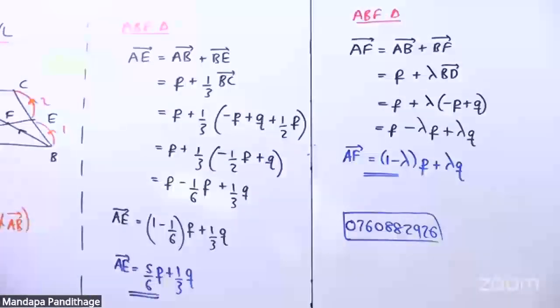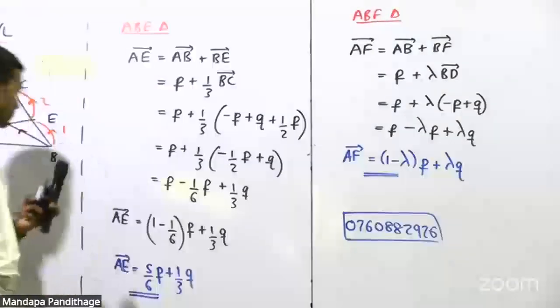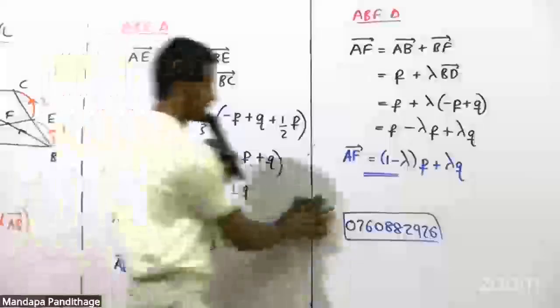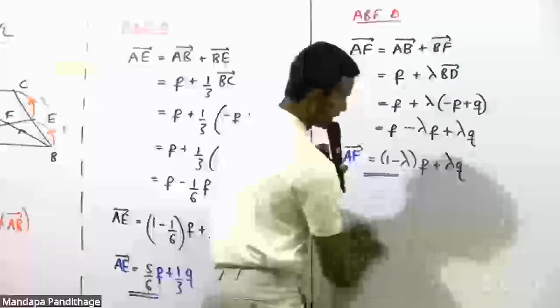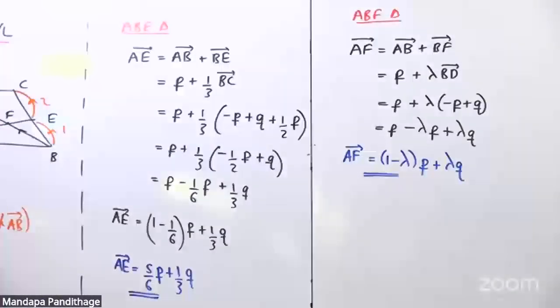Okay. So first find the vectors AE and AF. Then I told you, now look at this question, they have asked you to find the 2 vectors AF and AE.